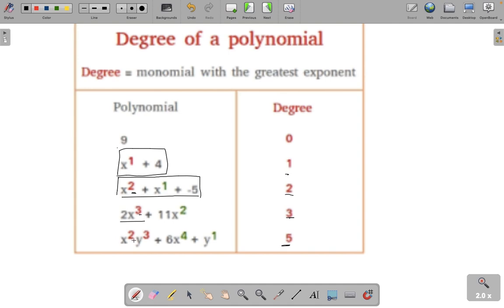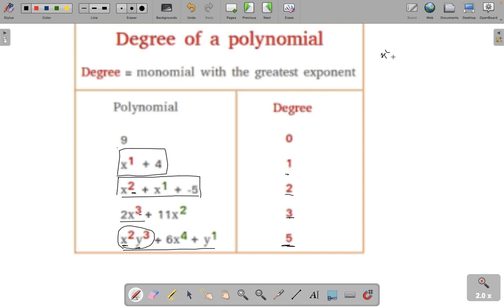Here, why is the degree 5? For this polynomial, why is the degree 5 and not 4? If in a single term you have two or more variables, you just add the powers to get the degree. Here you had two variables x and y. The power of x was 2 and the power of y was 3. So you just add the powers, 3 plus 2 is 5. So that is why the degree is 5.